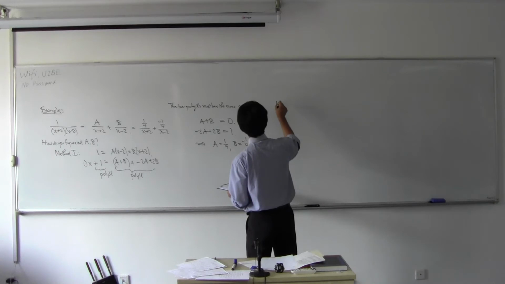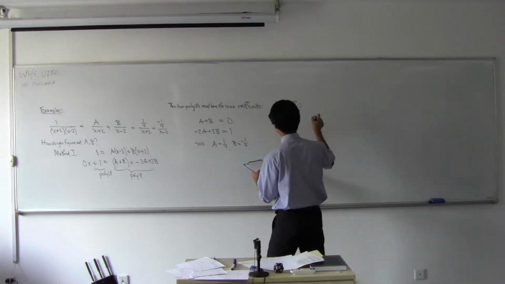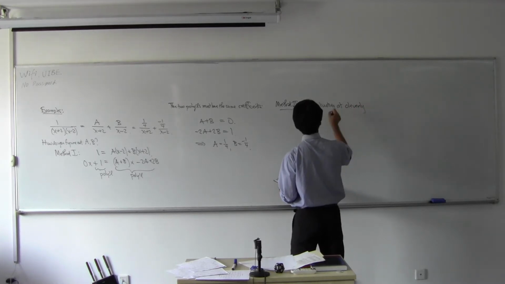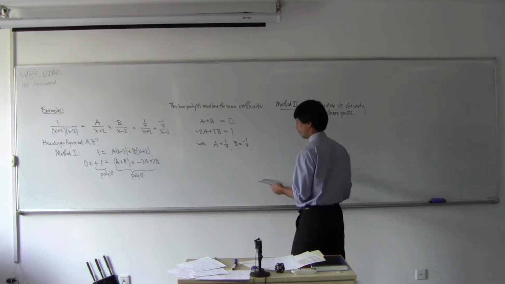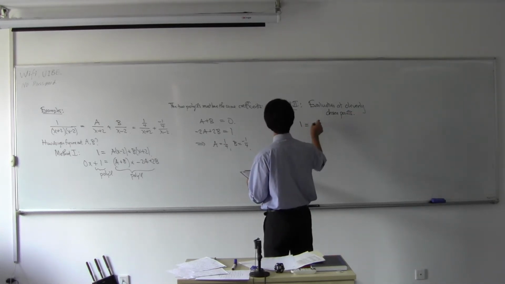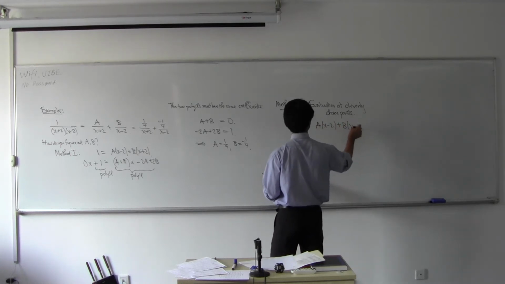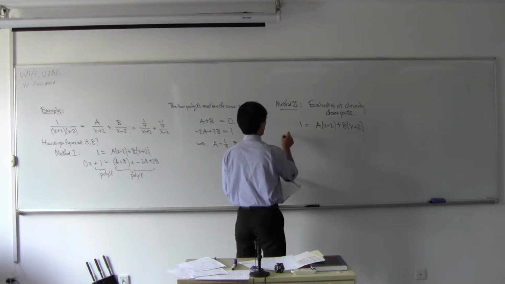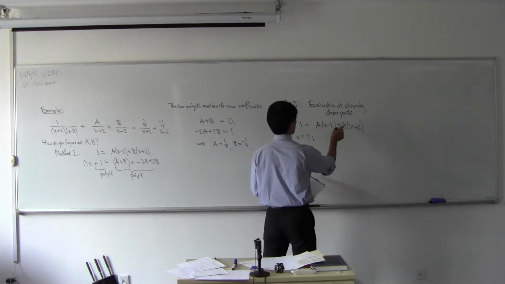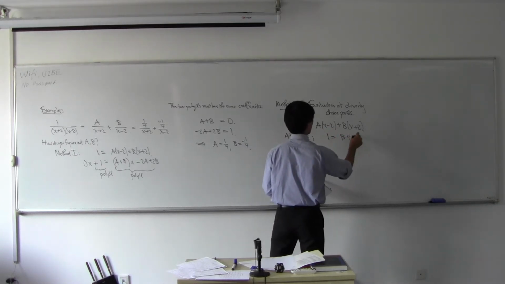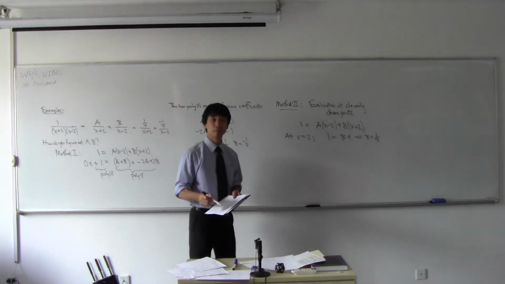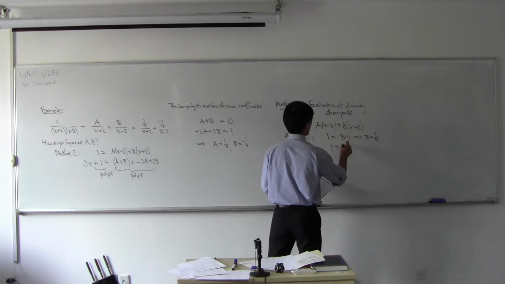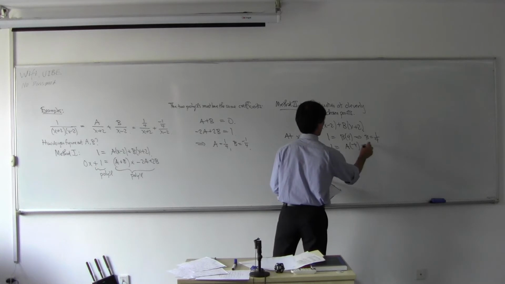Okay, method two: evaluation at cleverly chosen points. So you have 1 is equal to A(x minus 2) plus B(x plus 2). So maybe what you say is that at x equals 2, what you see is that 1 equals B times 4. So that tells me that B is a fourth. Similarly, at x equals minus 2, you see that 1 equals A times negative 4. So A must be negative a fourth.